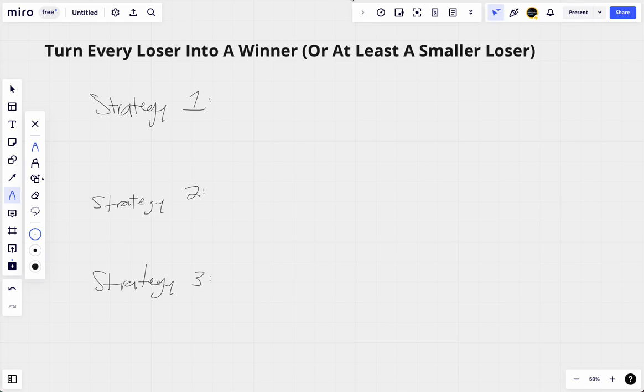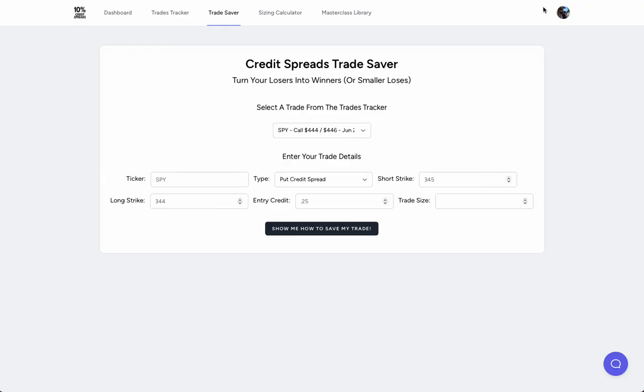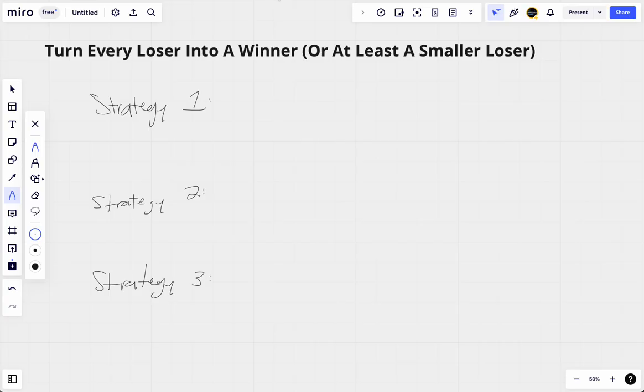Anyways, let's go through this right here. Okay, so I'm going to walk you through how this works on the Credit Spreads Trade Saver. It's going to walk you through a trade example, but then again, I'm going to walk you through the details on this whiteboard right here.